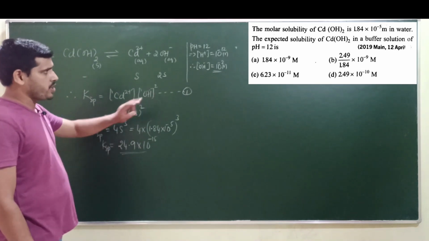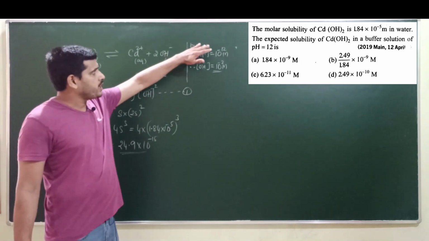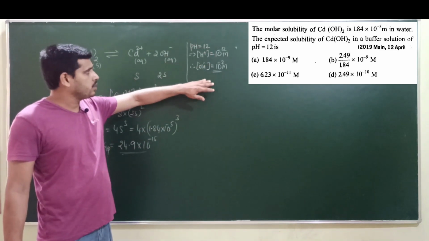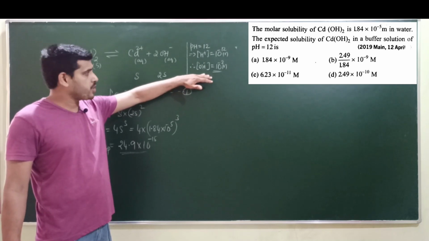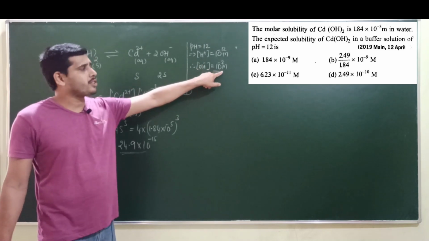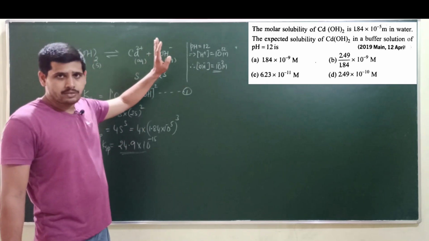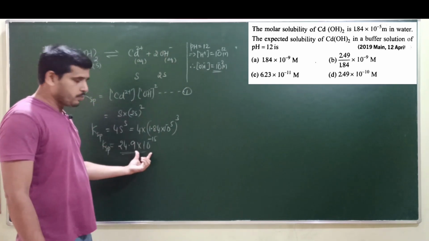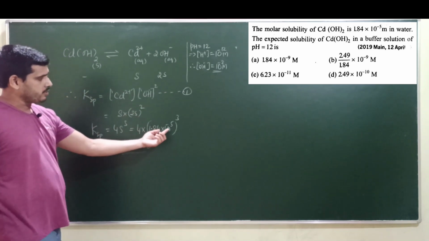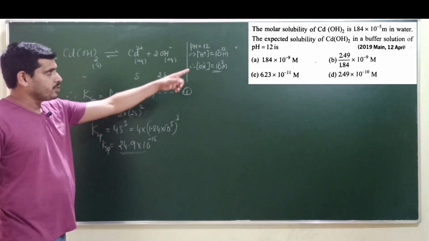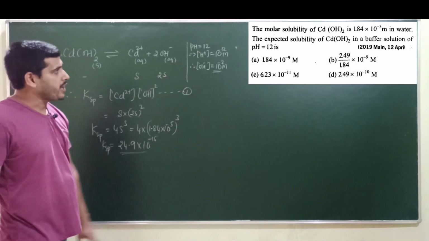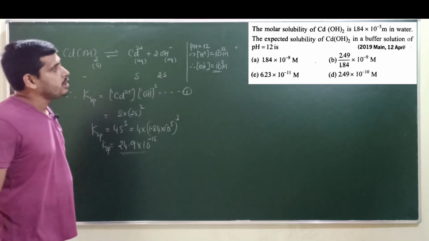So you came to know what the OH⁻ concentration is. So substitute in the equation. When you have a buffer of pH 12, it will supply OH⁻ concentration as 10 to the minus 2 molar. Then this 2S has got no value, right? It is very, very small because the solubility product is there. Solubility is small, so the OH⁻ contribution is mainly, or majorly, from the buffer.